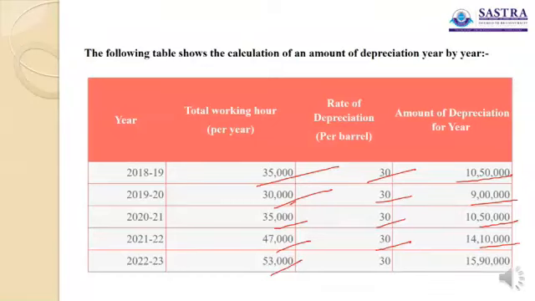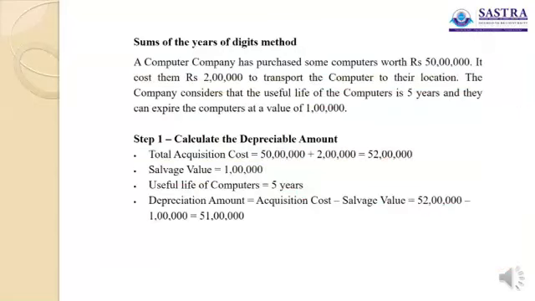See, this is an estimate of the depletion of the extraction of oil from the land, which is calculated using the method of depletion. And under the method of depletion, the depletion per barrel is calculated and multiplied with the total number of working hours. We shall see some other methods of providing depreciation.